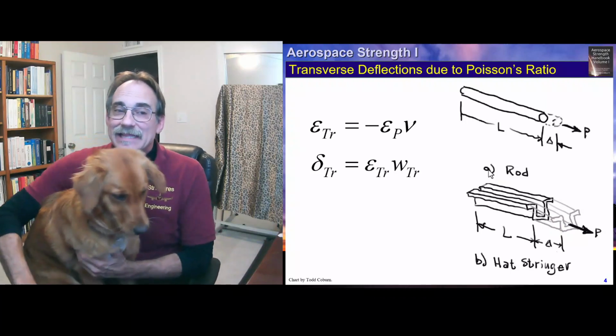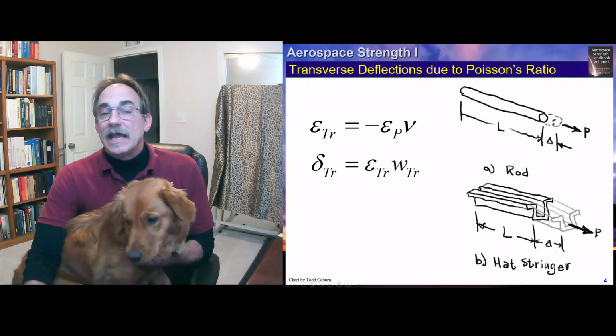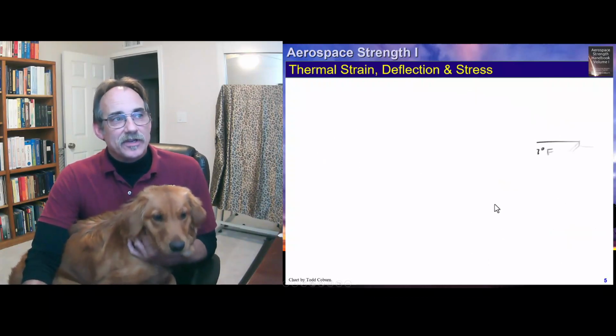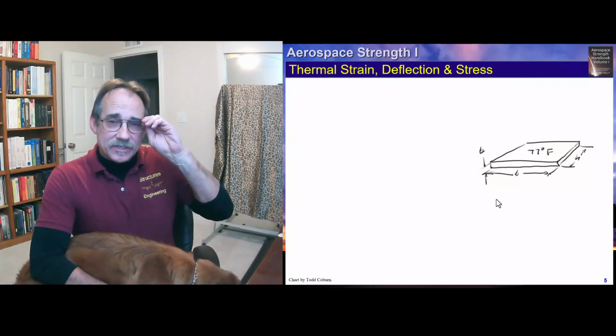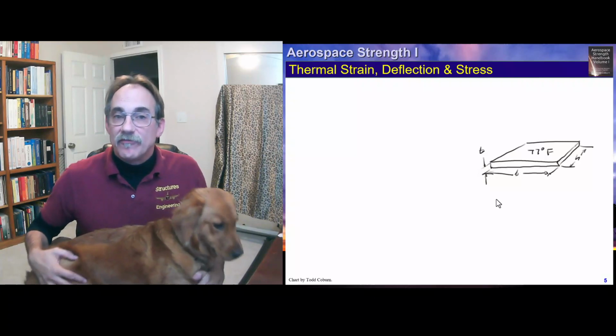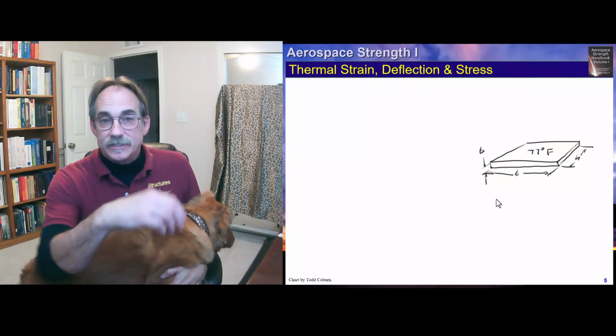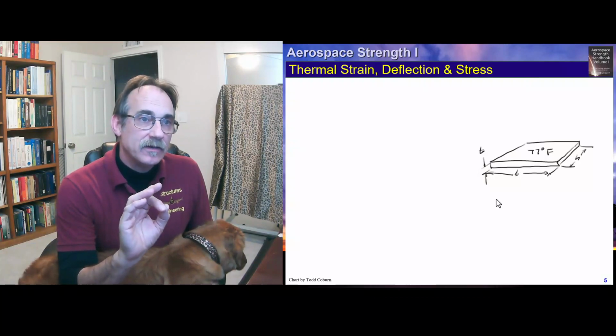Okay. You got that? So usage of Poisson's ratio for calculating strains and deflections in the transverse direction. The next one is the application of our thermal strains, deflections, and stresses. Thermal strains, deflection, and stresses.